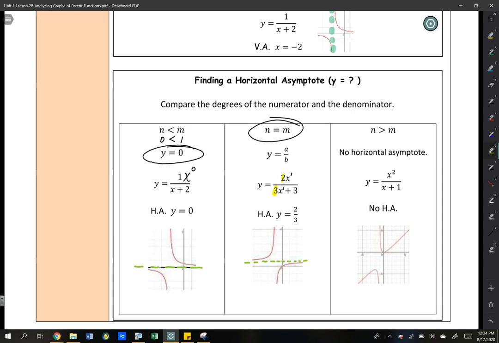And the last one says that if the degree of the numerator is greater than the degree of the denominator, then we don't have a horizontal asymptote at all. No horizontal asymptote. So if we look at this one, the degree of the numerator is 2, and the degree of the denominator is 1. 2 is greater than 1, obviously. So we do not have a horizontal asymptote at all.